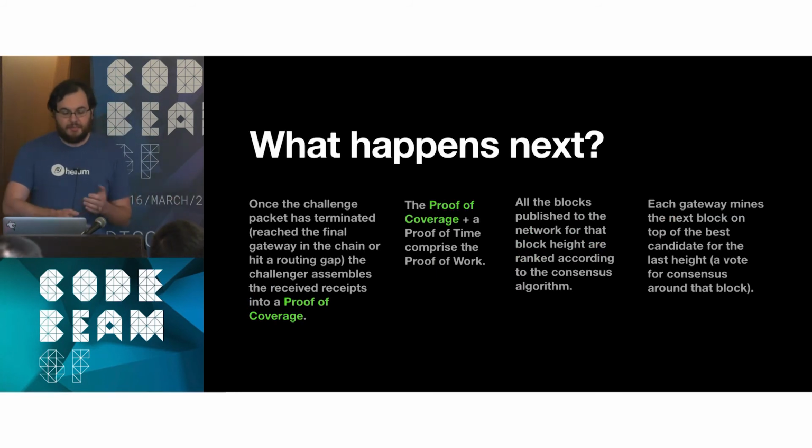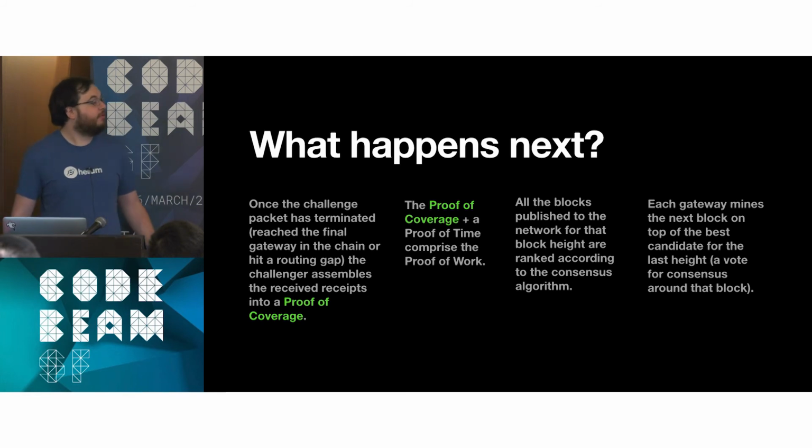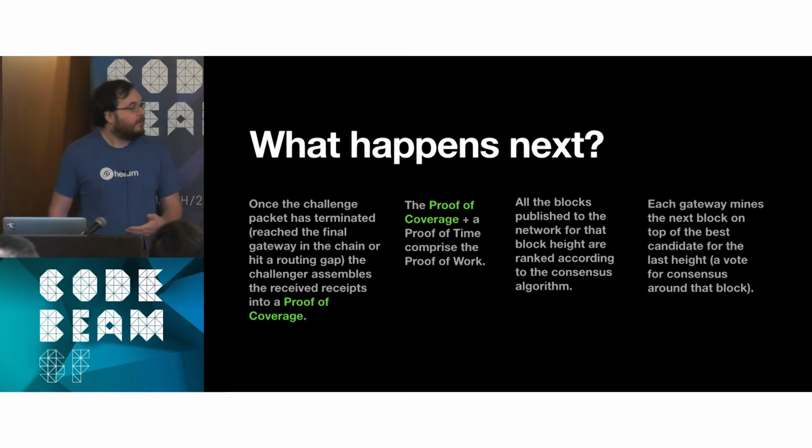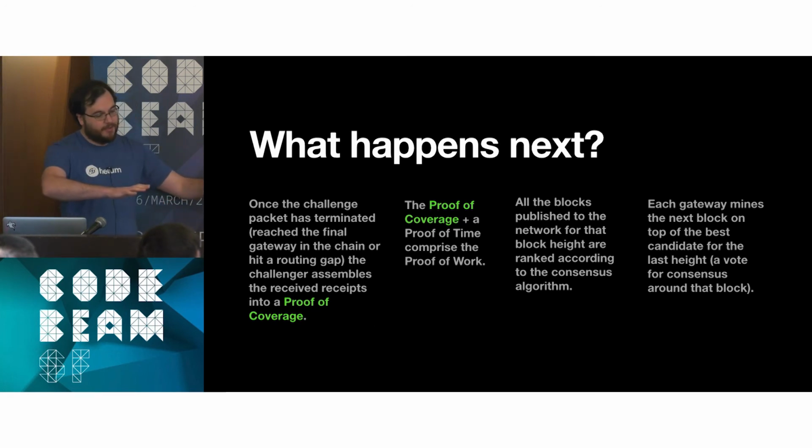So once the challenge packet gets somewhere, either it makes it all the way to the end or it dies along the way, kind of like traceroute, you now have some proof of what that network in that region is like. And you also have a way to anchor that proof in time. So you can say, at this point in time, in this space, we at least know there was this much network coverage.